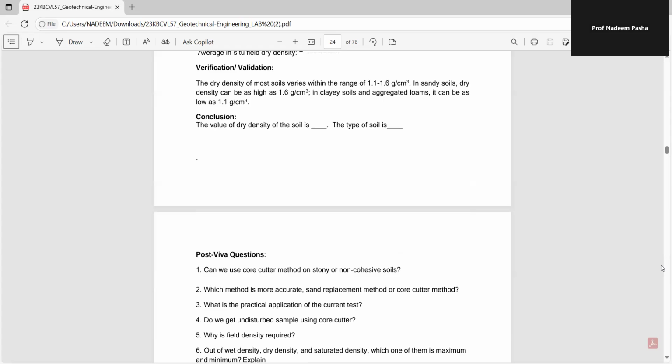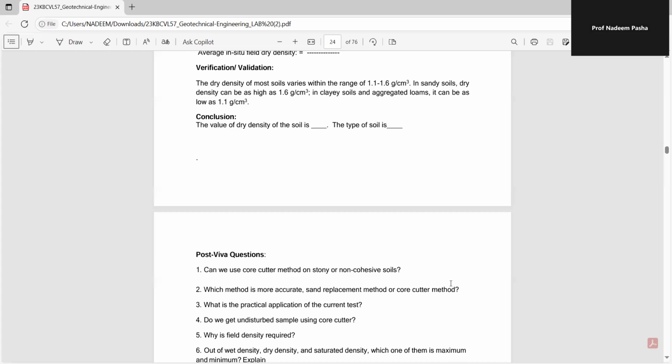Post viva question. Can we use the core cutter method on stony or non-cohesive soils? No. Which method is more accurate, sand replacement or core cutter method? Sand replacement, we have not studied, so we cannot make a comment on it. What is the practical application of the current data? Practical application is that we will be able to identify what exactly we mean by field density and wet density, that we will know.